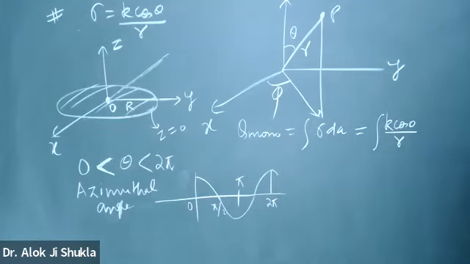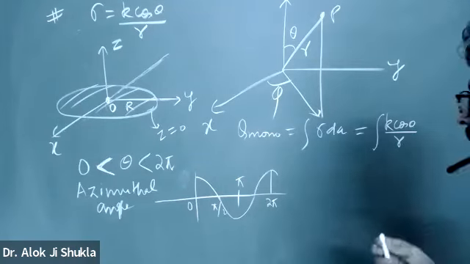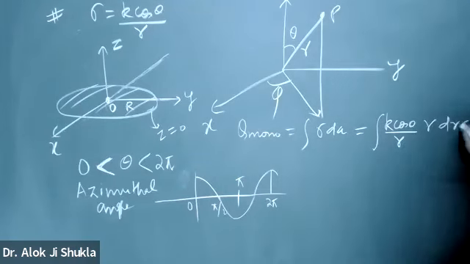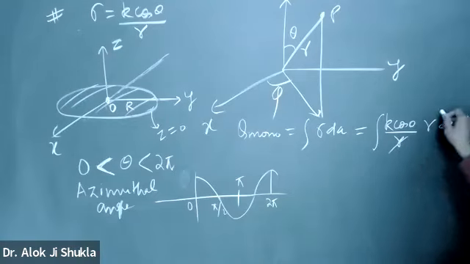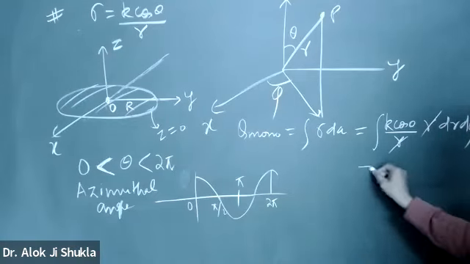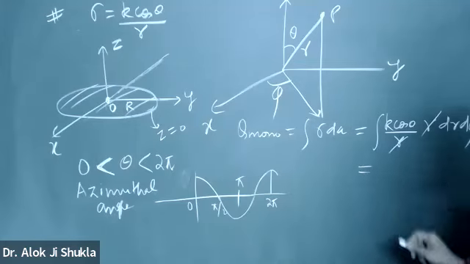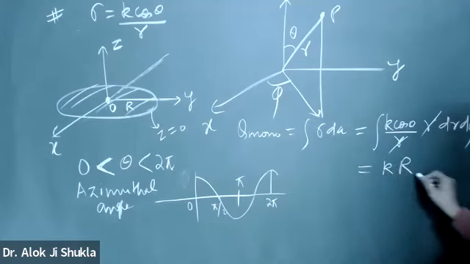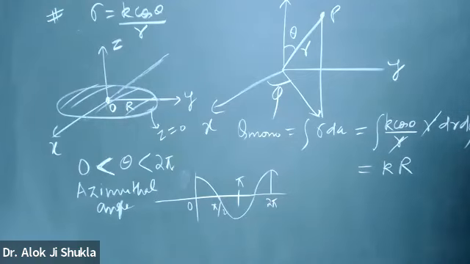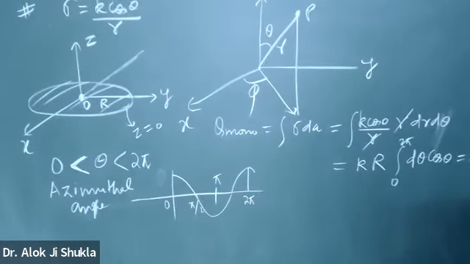And what will be small area? R dr d theta. R and R cancels. And this is K capital R, and d phi will be integral 0 to 2 pi d theta actually. So d theta into cos theta, which is equal to 0. Correct? Yes, sir.